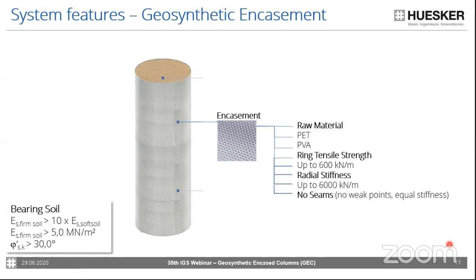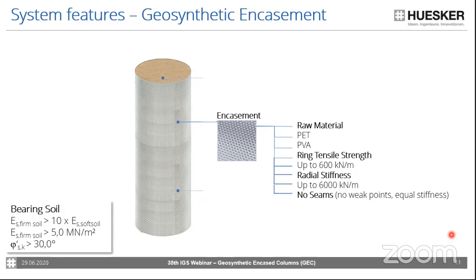So what is the main characteristic or system features of our encasement, or of the system, of the column itself? And the first part is obviously the encasement. The raw material can be either polyester or PVA, polyvinyl alcohol. Many of you are familiar with PVA due to the good chemical resistance and high pH values. But also for this system, it's a stiffer raw material than polyester, and therefore we can achieve less deformation and less settlements by using PVA rather than polyester.